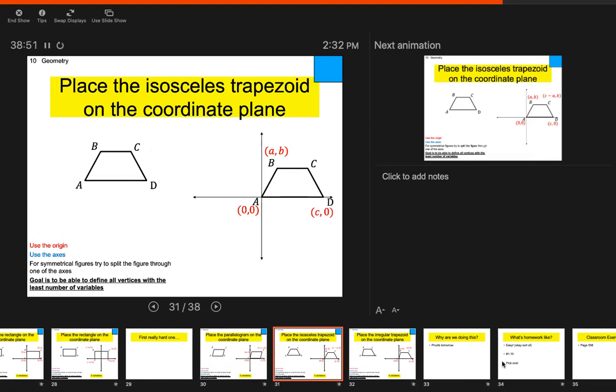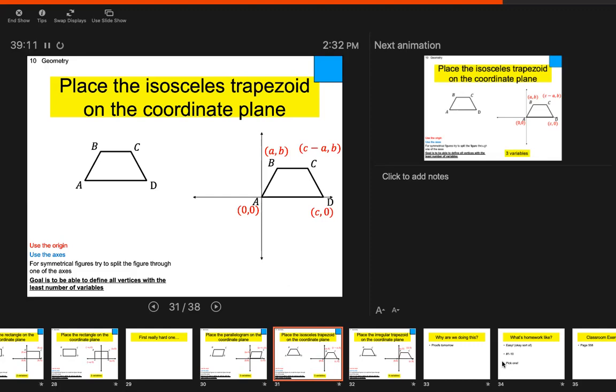Could you do this with any trapezoid other than isosceles trapezoid? No, it would probably just be. Good. You could do it with a right trapezoid, but this particular one, no. A regular trapezoid, you can't. So what was the final answer? C minus A comma B. There you go.